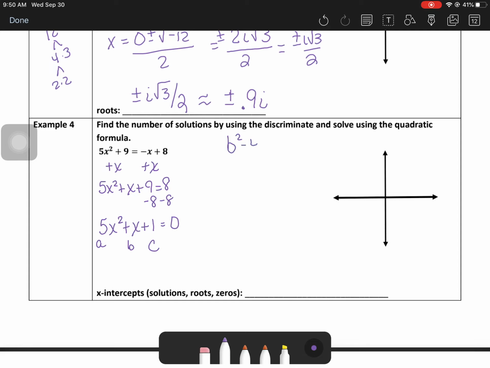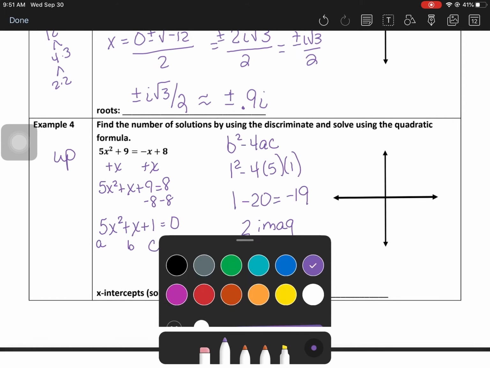B squared minus 4ac. B value is 1. A value is 5. My c value is 1. So I have 1 minus 20, which equals negative 19. So we know that there are going to be 2 imaginary solutions. We also know that our parabola is going to open up.